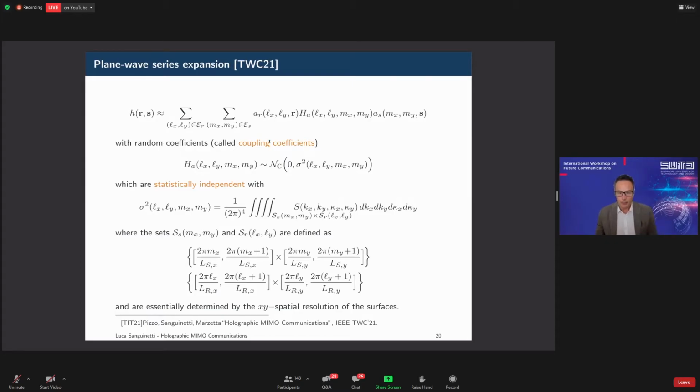Now, this model is kind of simple because it is basically given by the array response of the receiver, the array response of the source, and then in between you have random coefficients, which are called coupling coefficients, which are Gaussian distributed with a variance which is given by this expression here. So as I said, mathematically speaking, it's simple, but the way to get to these results is a bit tricky. So let me try to give you some physical interpretation of this result.